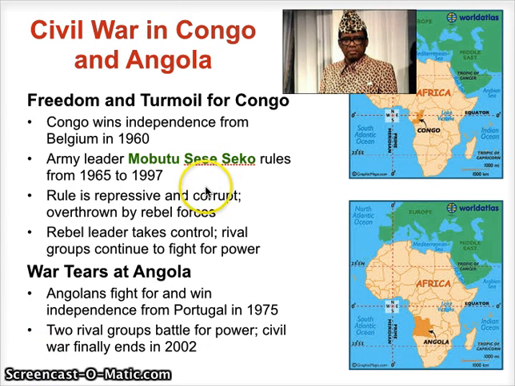So why have none of these African countries been very successful with independence? Please tell me.